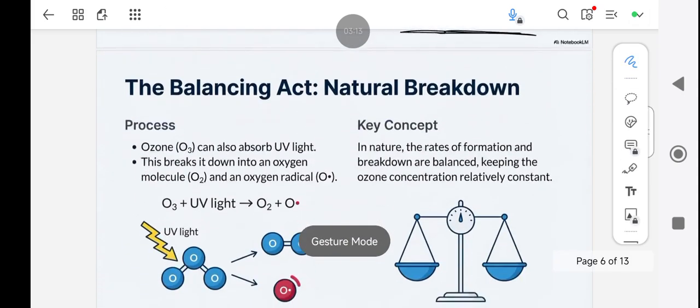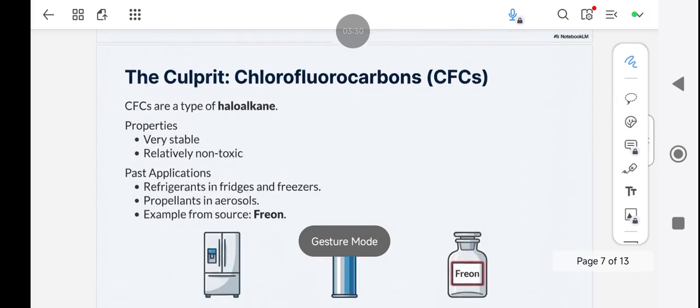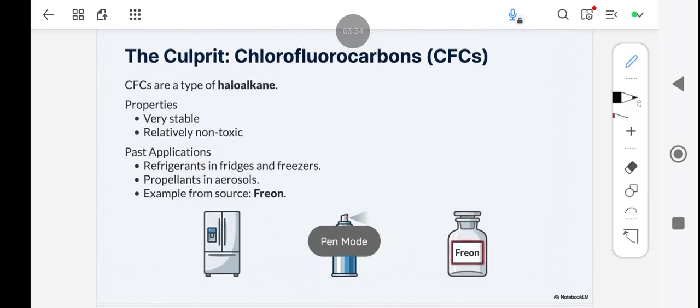But there is a problem. This process has to be balanced. If there is too much ozone, it means that we don't have enough oxygen to breathe in. And if there is too much oxygen, it means that we don't have enough ozone layer to protect us from the ultraviolet rays of the sun. And how does this imbalance happen?